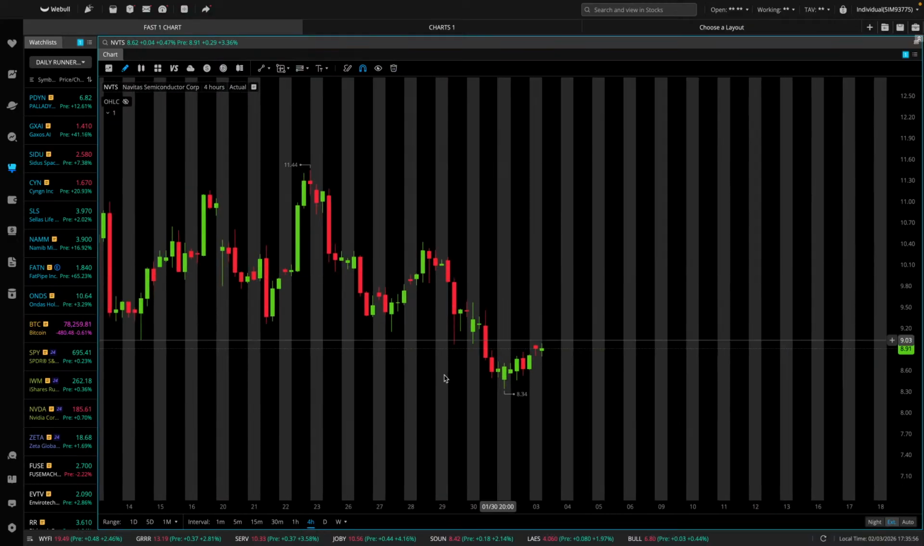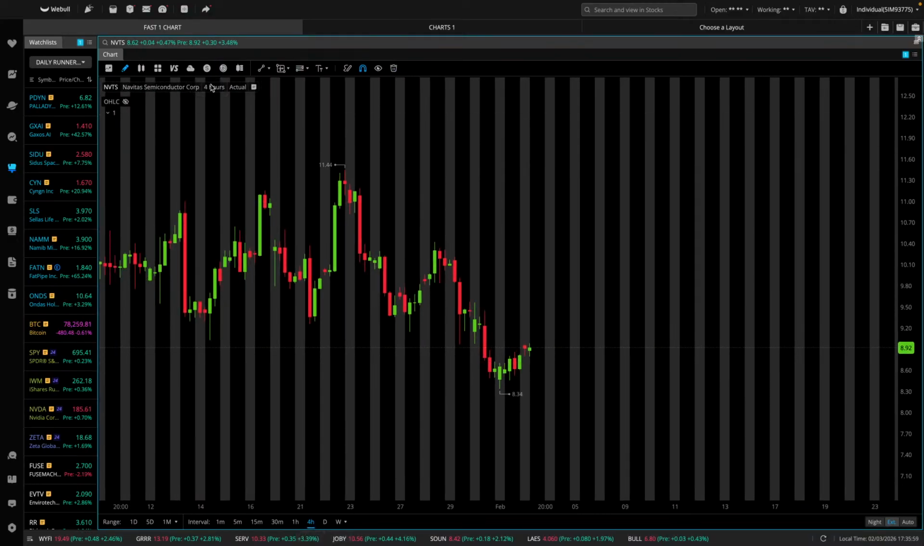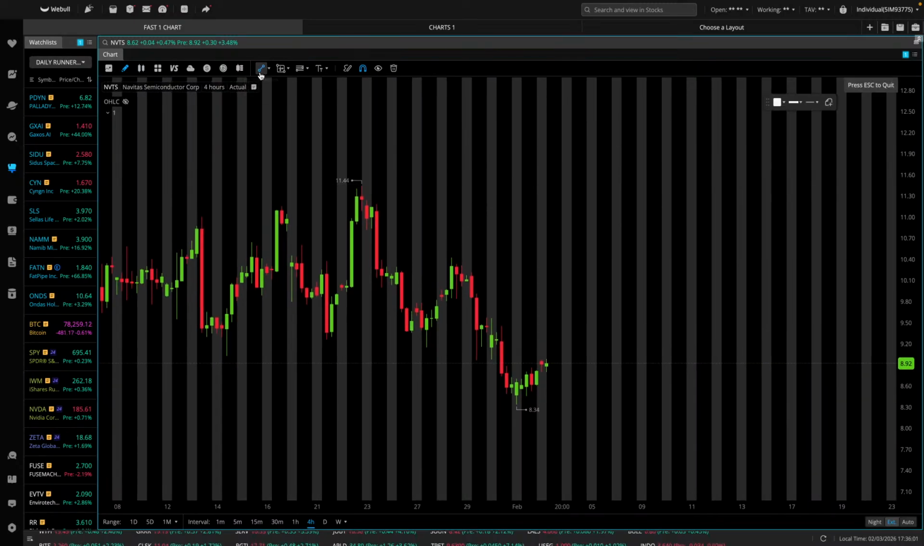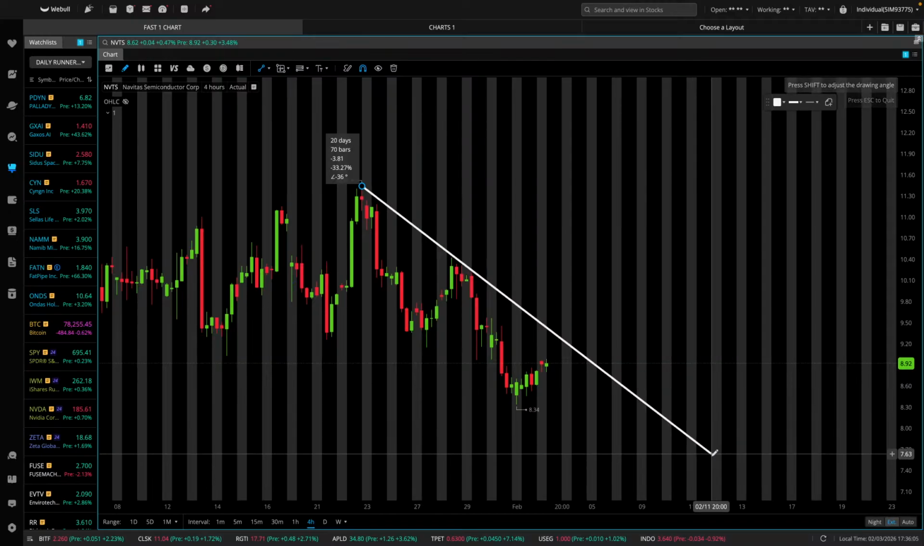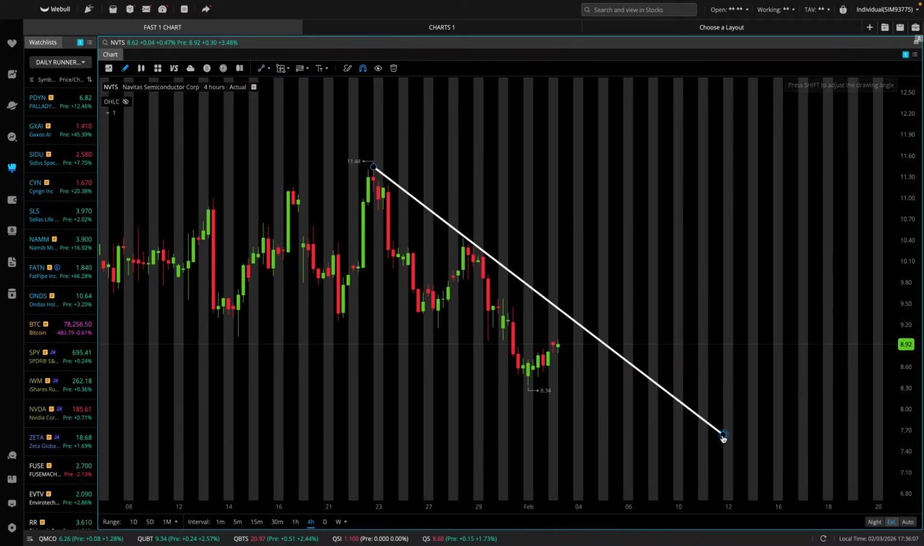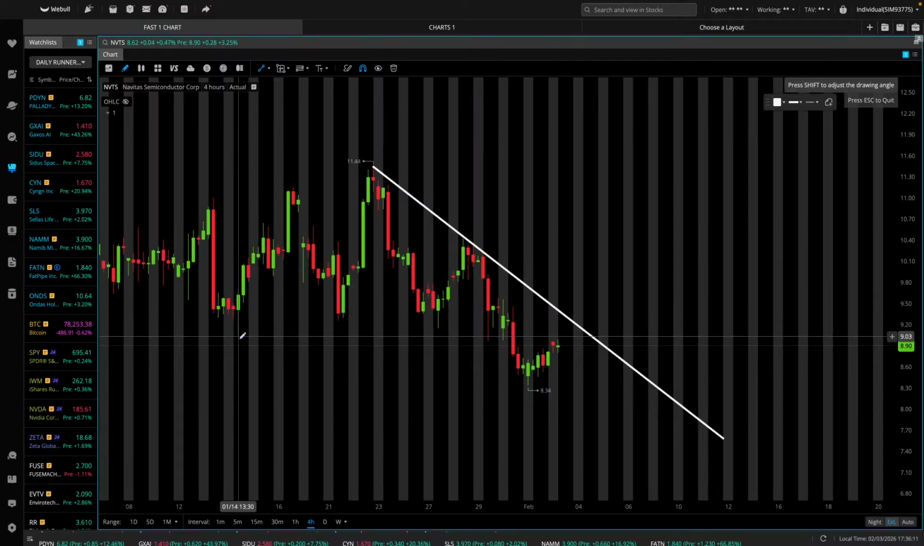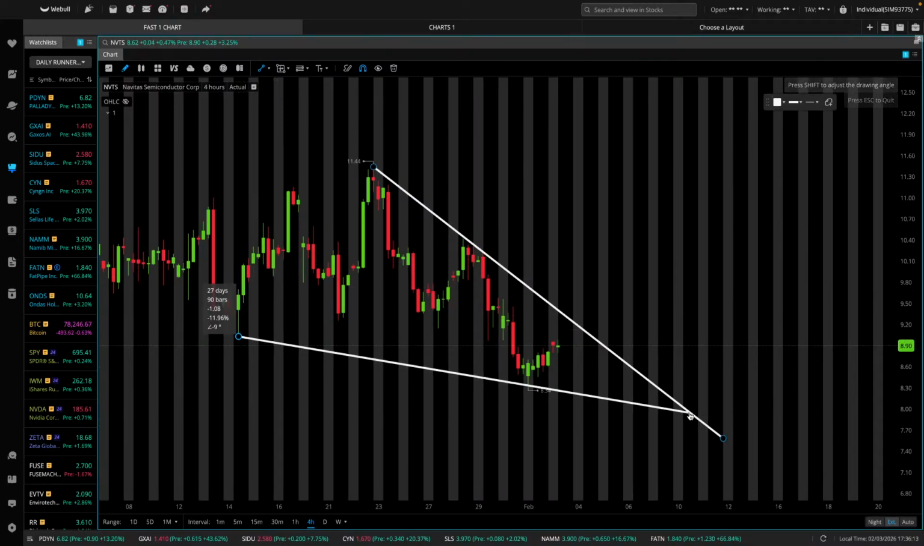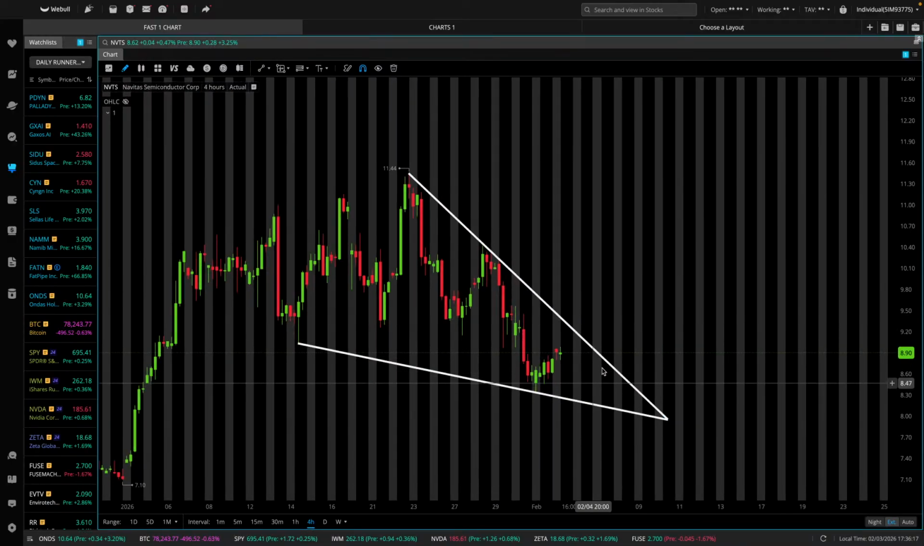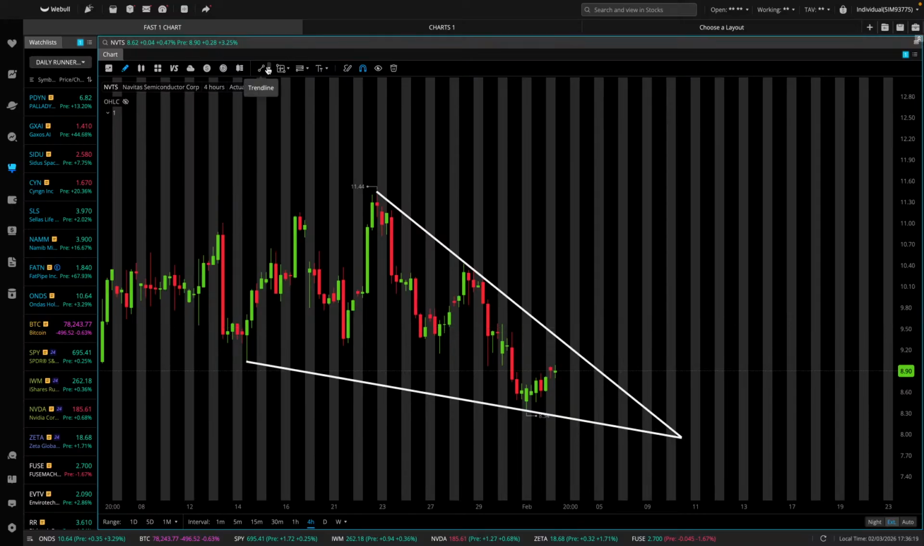NVTS, I'm using the 4-hour time frame here at the bottom and the top of the screen. You can see it. We have the trend line like that, which is a downtrend. However, I'm going to draw a falling wedge. A falling wedge is a bullish reversal pattern. This means price should reverse and push to the upside.